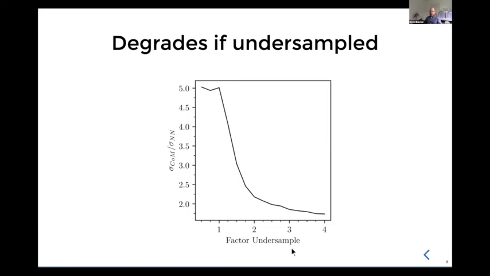So basically, this is a plot of the improvement of the neural network versus the center of mass as a function of undersampling. So one is Nyquist sampling. For a Nyquist sampled image, we do fine. The moment we go beyond Nyquist sampling, in fact, the aliasing seems to cause a problem. So we would degrade to about a factor of 2 improvement if we undersample the image.